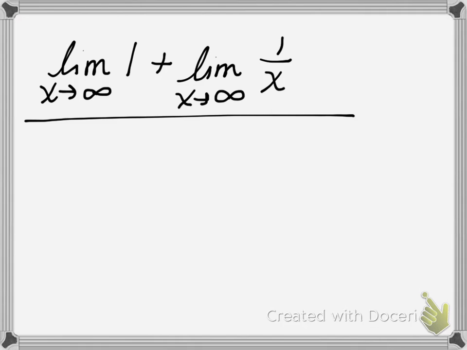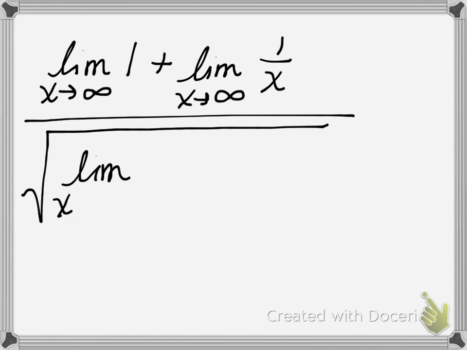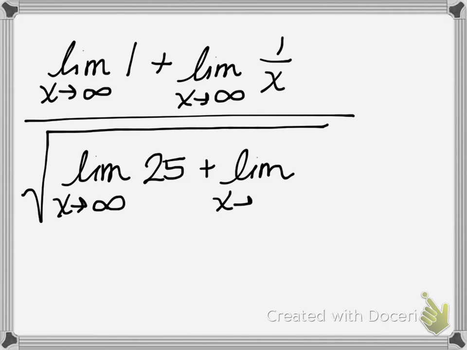Then your denominator, you'll use the root law, which will allow us to compute the limits and then take the square root of the result. And inside that square root, we have another sum, we have addition. So we'll rewrite that as 2 separate limits being added to one another. So right now we have the limit of 1 as x approaches infinity plus the limit of 1 over x as x approaches infinity, all divided by a big square root containing the limit of 25 as x approaches infinity plus the limit of 1 over x as x approaches infinity. So we have 4 limits and we will evaluate each.